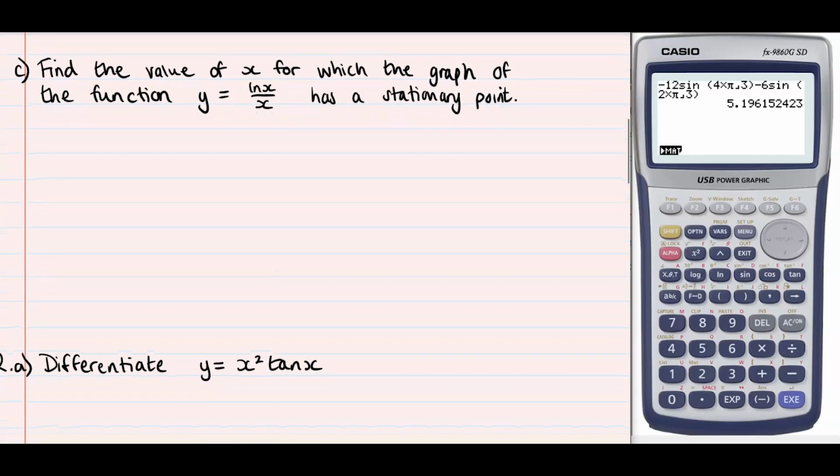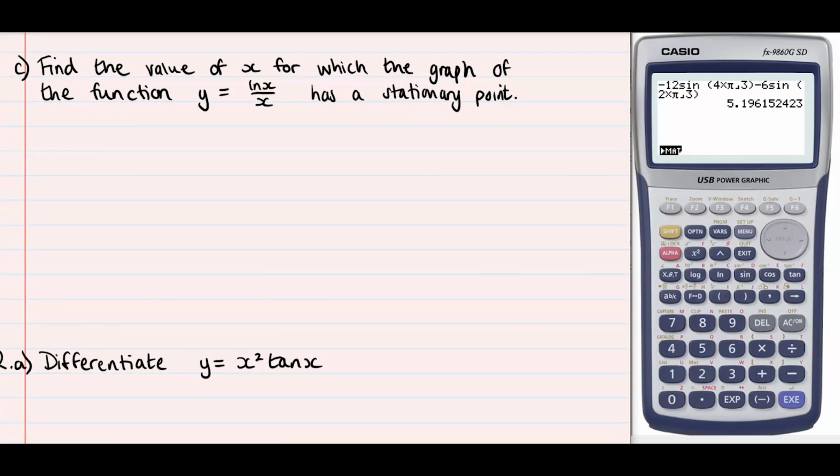For part C, we've got find the value of x for which the graph of this function, ln x over x, has a stationary point. So stationary points happen when dy by dx is equal to 0. This one is a merit question. And we need to differentiate y to find dy by dx. So we use the quotient rule here because we've got one thing divided by the other.